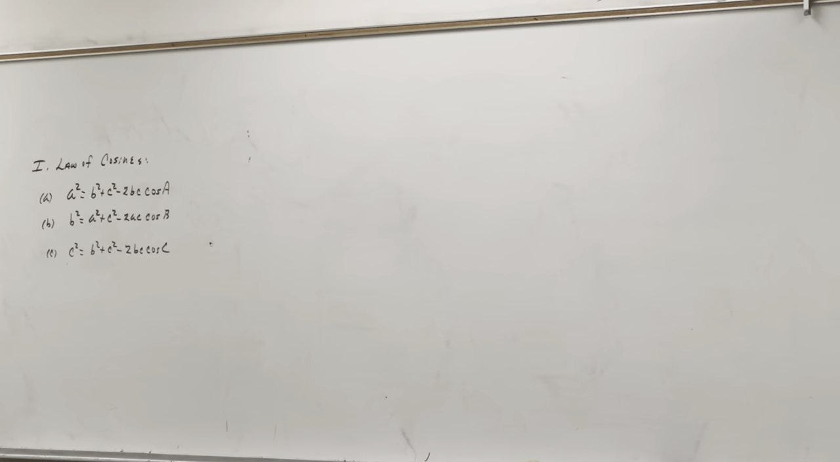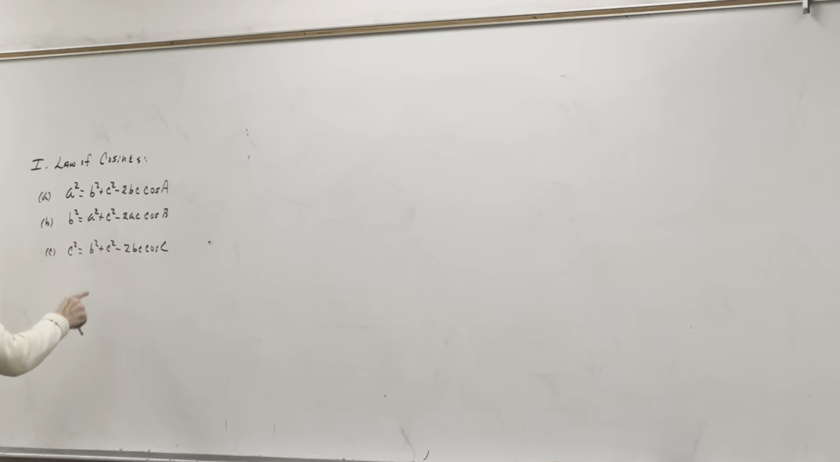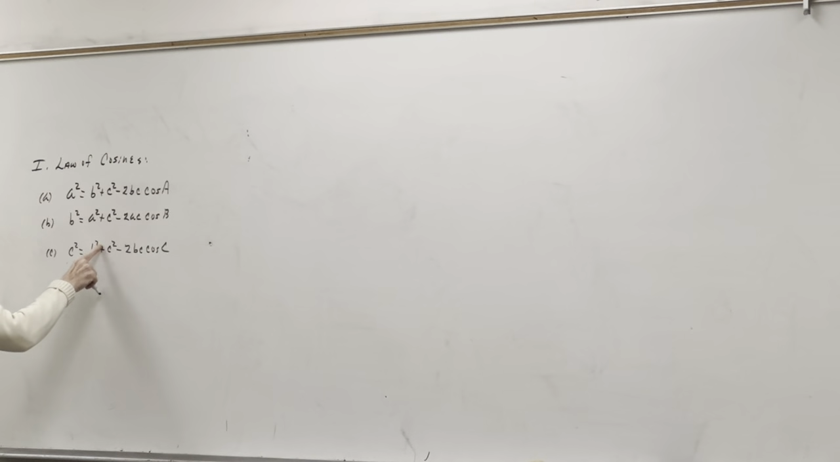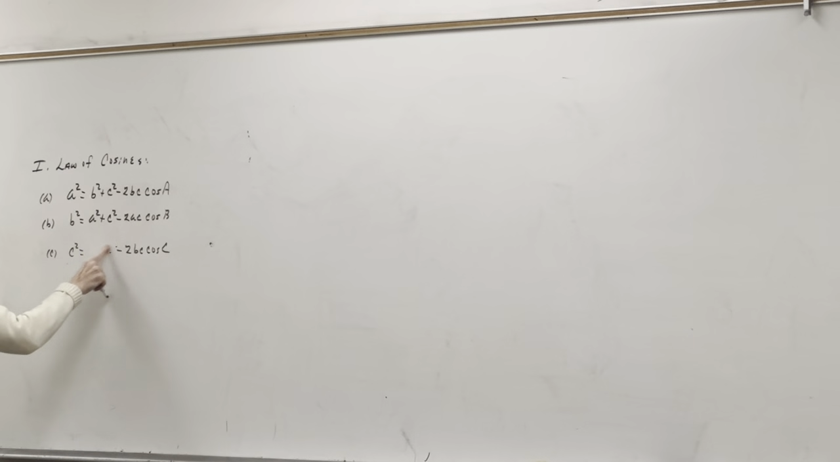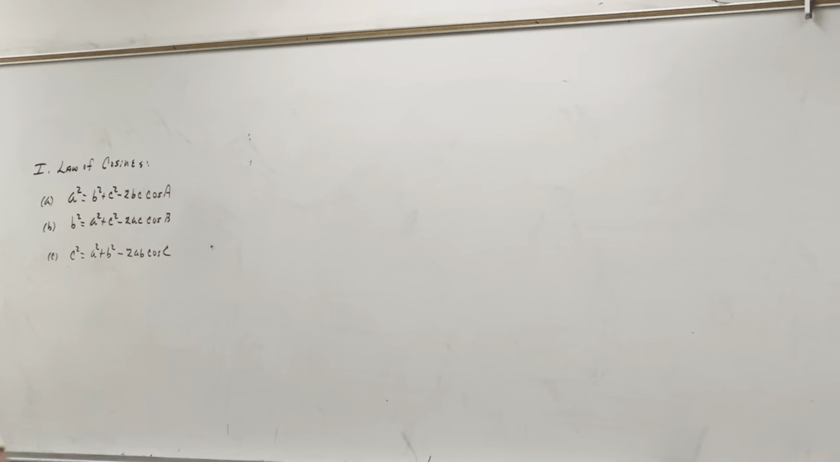It depends on what they're asking you to do and your work as to which one of those versions you want. The last one is c squared equals a squared plus b squared... wait, hang on. No, right here. Yeah, and minus 2ab cosine C. Everything else looks good? I'm looking at it a bit quickly. Everything else is good? Okay.